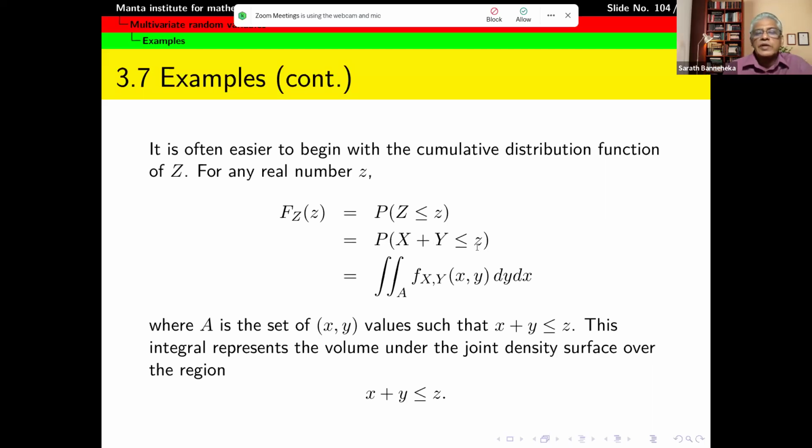So in general, how do we get this probability? We have to integrate the joint density with respect to x and y over the sub-region of the support satisfying this condition. That means we have to integrate over the set of all x, y points satisfying x plus y less than or equal to z. That's what we want to do.